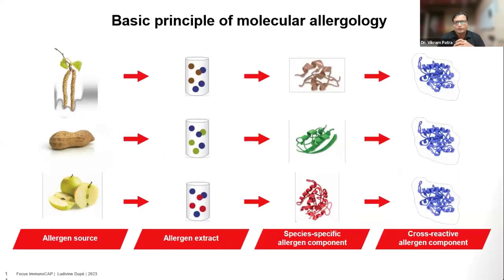Now, the basic principle of molecular allergology. Already in the first two lectures, this was discussed briefly. Now, an allergen source can be a pollen, a peanut, or an apple. They contain, this is the crude extract. In the crude extract, we can see many molecules and many epitopes are there. So the specific ones, we can see certain specific things are there. In the pollen, this brown color is the specific allergen component, and these blue colors, which are present in these allergen extracts, are cross-reactive. They are present in all. They are ubiquitous, so they are called pan-allergens.